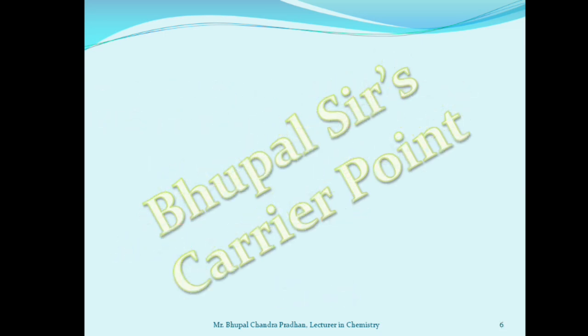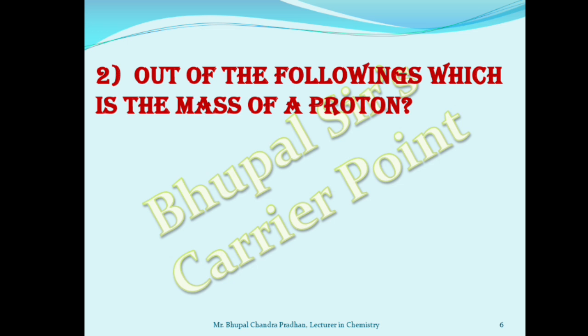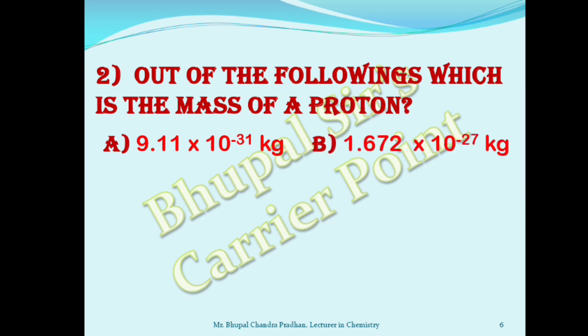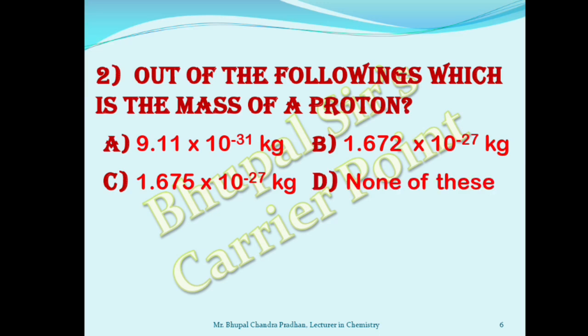Let us come to the next question. Out of the following, which is the mass of a proton? Option A 9.11 into 10 to the power minus 31 kg. Option B 1.672 into 10 to the power minus 27 kg. Option C 1.675 into 10 to the power minus 27 kg. Option D none of these. Which will be the correct answer? According to the question, which is the mass of the proton?